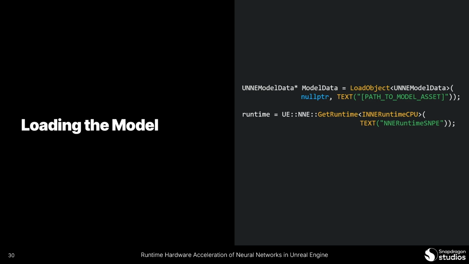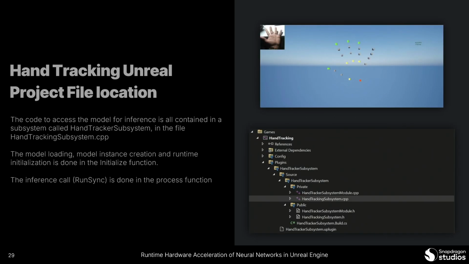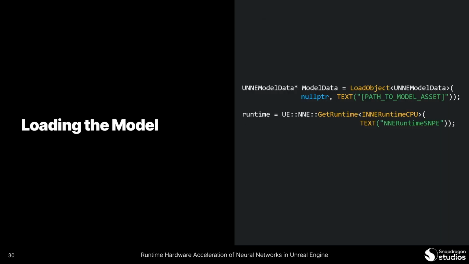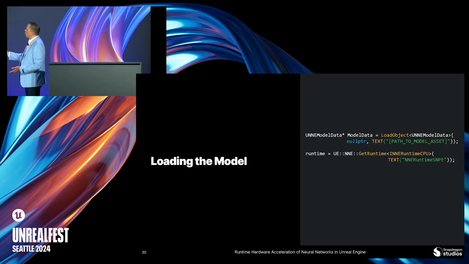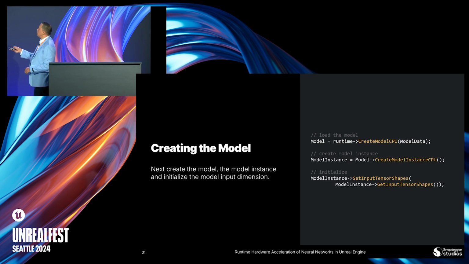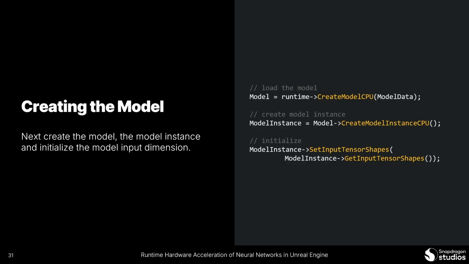I will mention the important part. You will see that it's exactly the same set of instructions I mentioned before. You load the model as you load an asset in Unreal. You get the runtime, and notice that this time we are using our runtime SNPE, which is our runtime from Qualcomm. We validate if these two are valid, and once we do that, we can create the model, create one model instance, and set the dimensions of the input of that model. For our Qualcomm case, this instruction needs to be initialized with the exact same input dimension of our model.